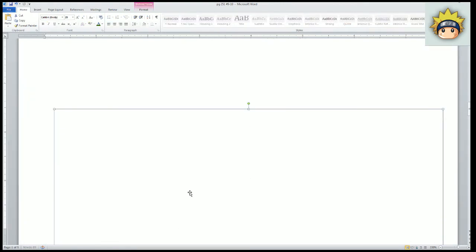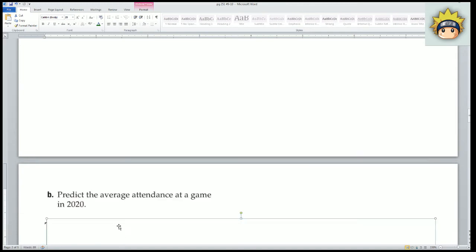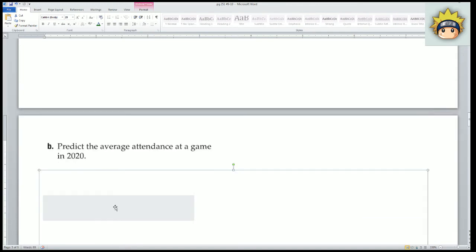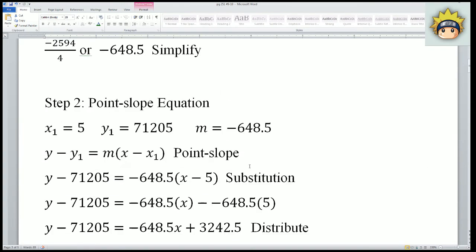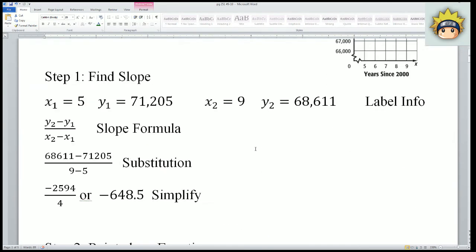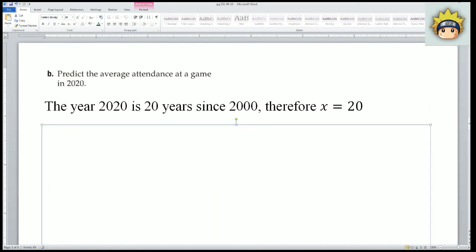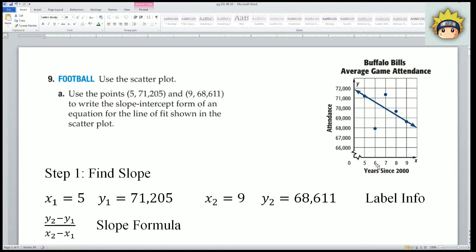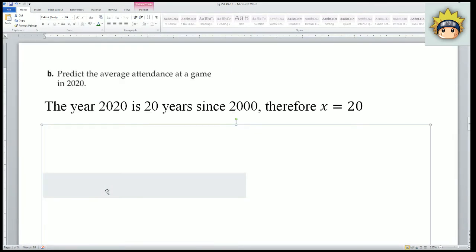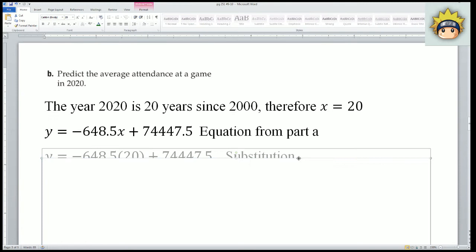Next, now they say predict the average attendance at a game in 2020. You have this data point, so we're going to predict. The year 2020 is 20 years since the year 2000. Therefore, x equals 20, because the x-axis refers to the years since 2000. That is how I got x equal to 20. Does that make sense? Review what I said if you need further explanation.